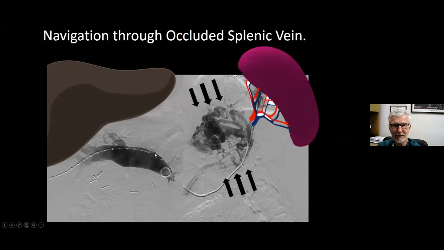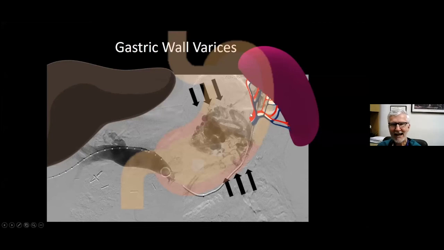We got across this occlusion through the splenic vein to the splenic vein hilum and into the portal system. And I just put an overlay of what the stomach looks like here. Patients, as you know, with splenic vein occlusion have these big gastric varices. This blood is trying to get to the normal pressure portal venous system, and it does so through the wall of the stomach and through the coronary vein.